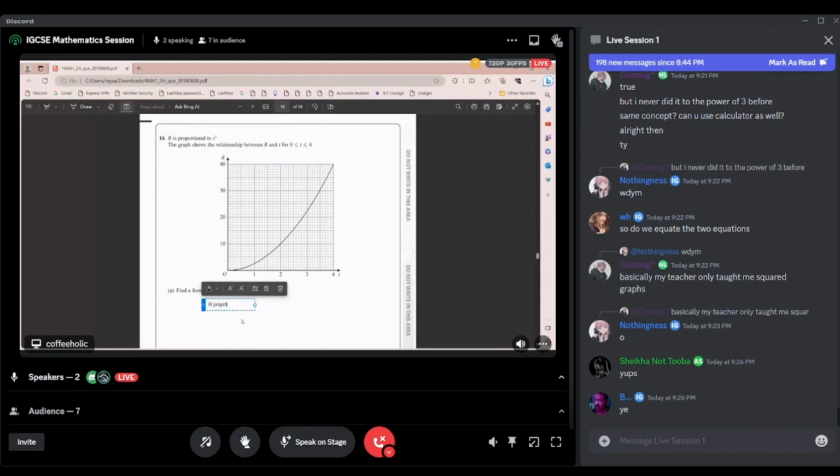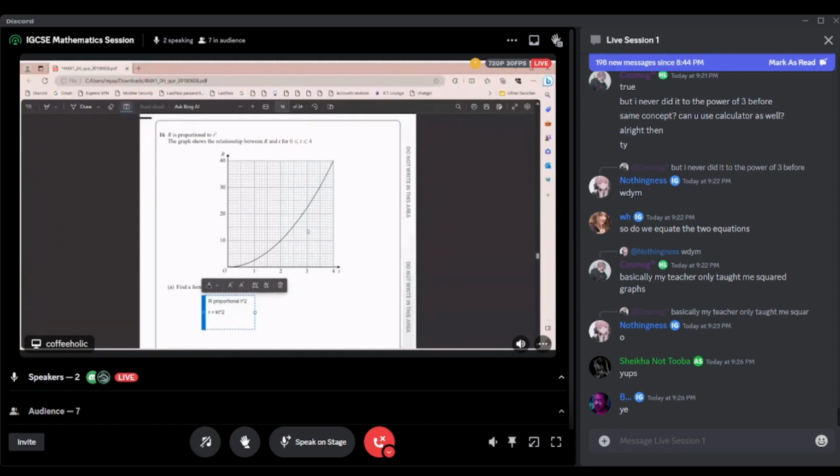Okay, so we know that R is proportional to T squared, so you can use the proportional symbol to write that out. So R is proportional to KT squared, K being your constant, since it's proportional. Then choose 2 points on the graph to figure out the value of K so that you can figure out the equation for R.